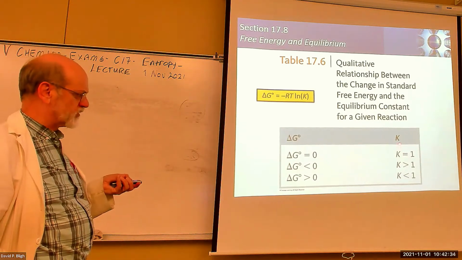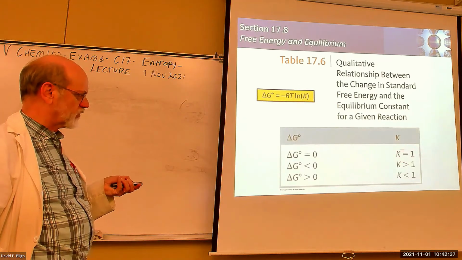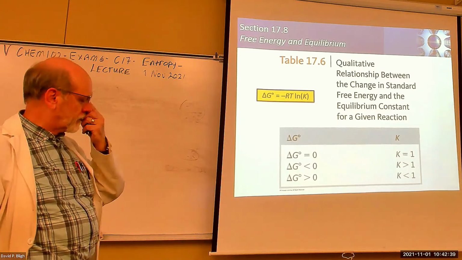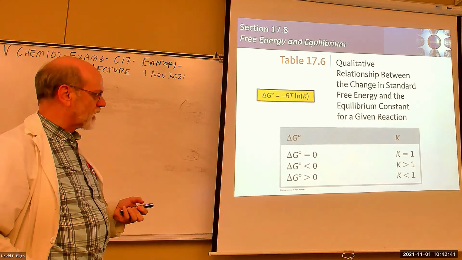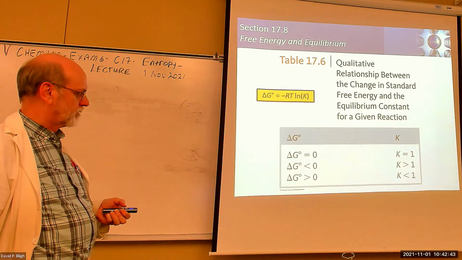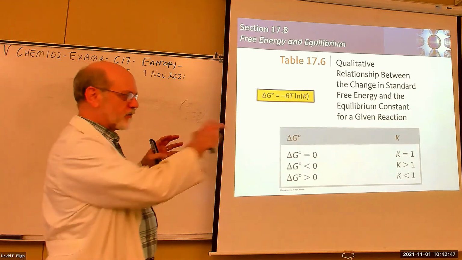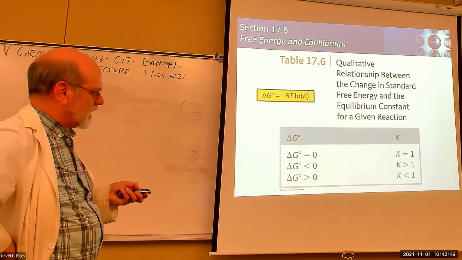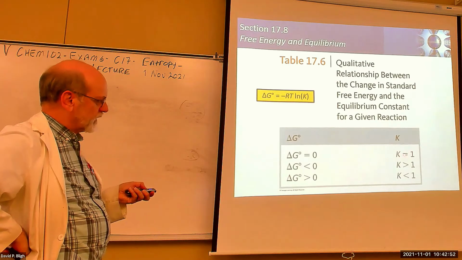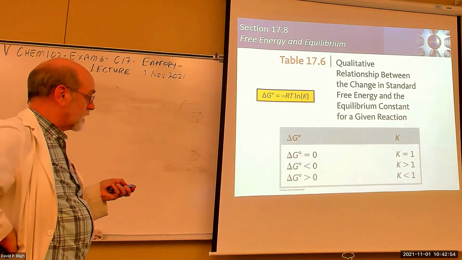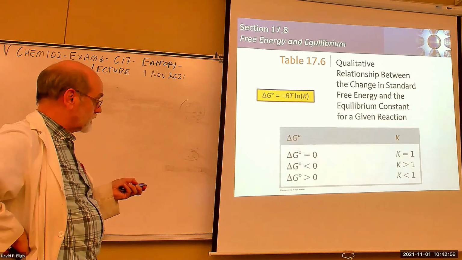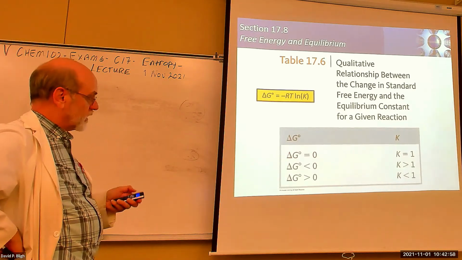I'm not so sure about this one, just because K equals 1, right? Because we know that you can have all kinds of sizes of Ks, depending on the reaction. So I think this probably should say approximately 1. Now this one is true, delta G0 is 0. That's an equilibrium.